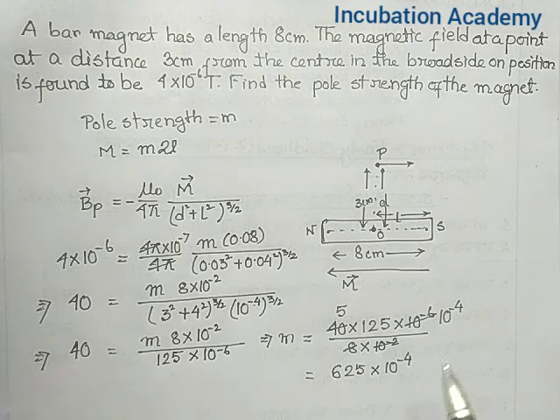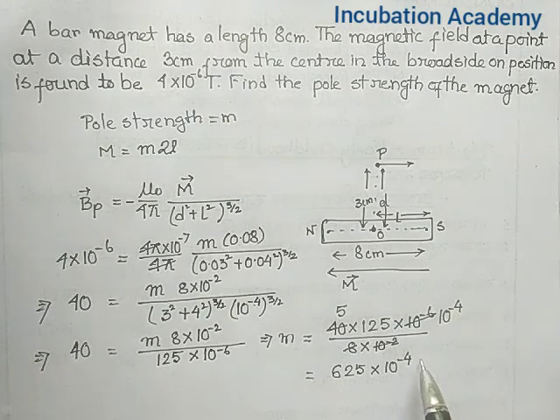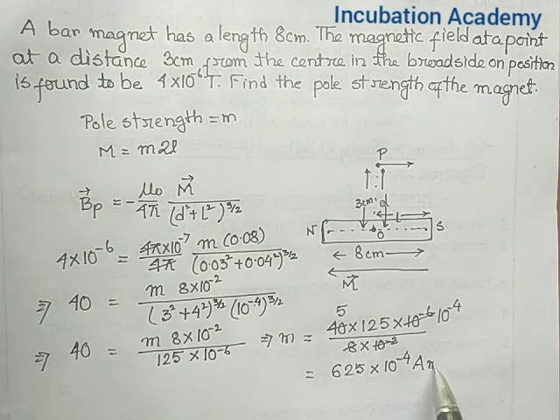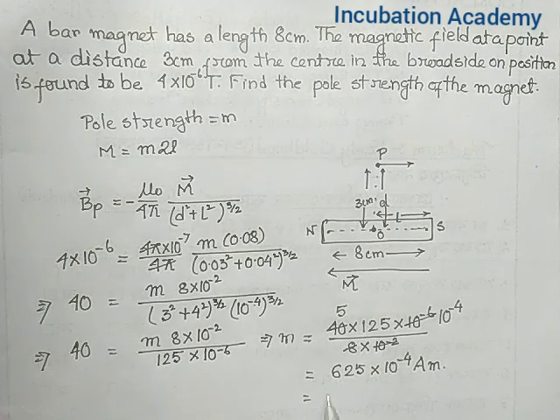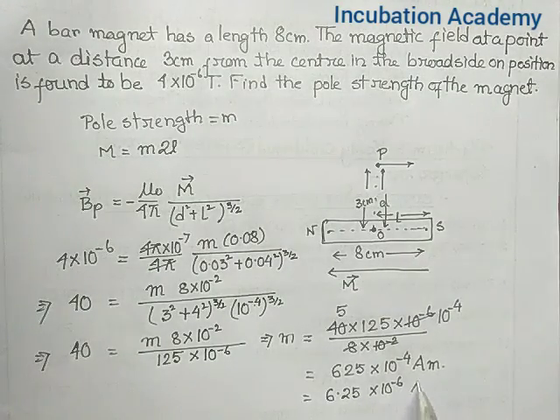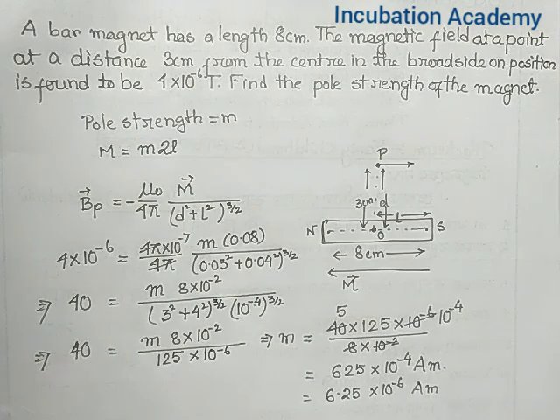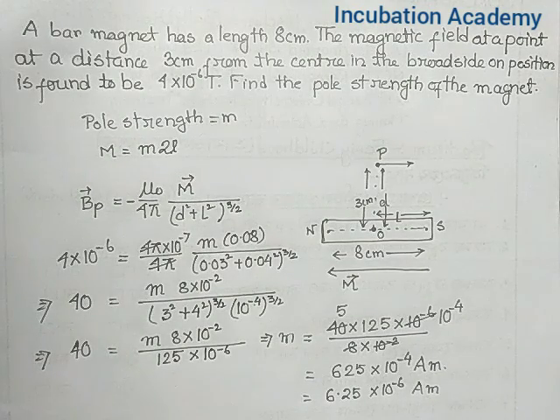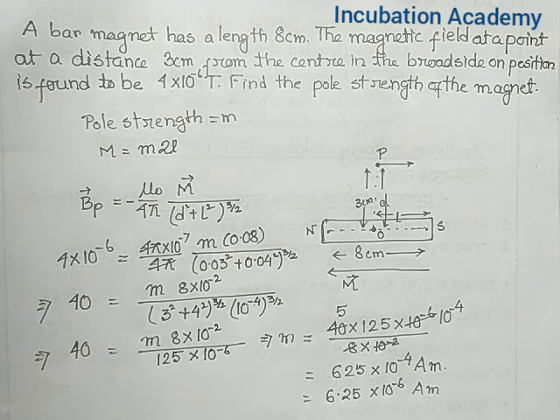What is the unit of the pole strength? The unit of the pole strength is ampere meter. It can be written as 6.25 into 10 to the power minus 2 ampere meter. It can also be written as joule per Tesla. Okay, so this is the pole strength.